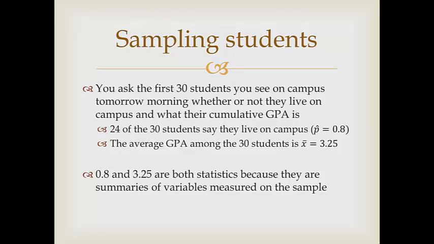Now let's imagine that 24 of the 30 students say they live on campus. That gives us a sample proportion of 80%. And let's imagine that the average GPA among the 30 students is 3.25. Both the 0.8, the sample proportion, and the 3.25, the sample mean, are statistics because they're summaries of variables which are measured on the sample. The sample is the set of students that we observed. Notice that statistics starts with S and sample starts with S.